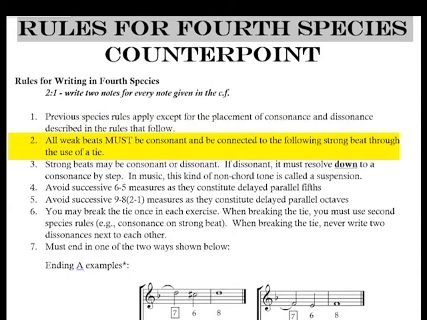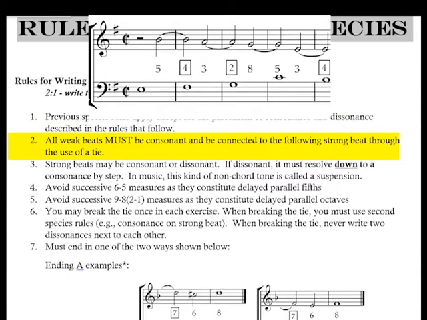Rule number 2 defines this for fourth species. All weak beats, that means the second note of every measure, must be consonant and must be connected to the following strong beat, so that means over the bar line, through the use of a tie.